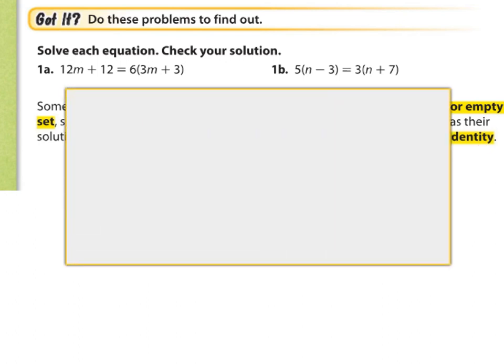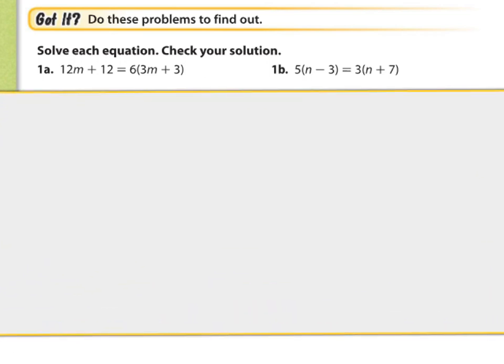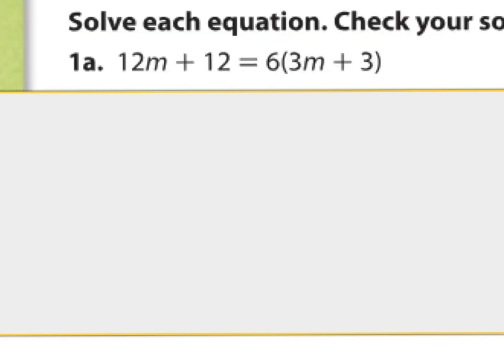So let's see what they mean by that. We have 1A and 1B. Let's solve these. Now, you can pause the video now and try it on your own, and then play to check your answer. Pause now. Okay, I hope you paused the video. The first thing I'm going to do is use the distributive property on this side so that I can simplify my terms. So my second line will look like this.